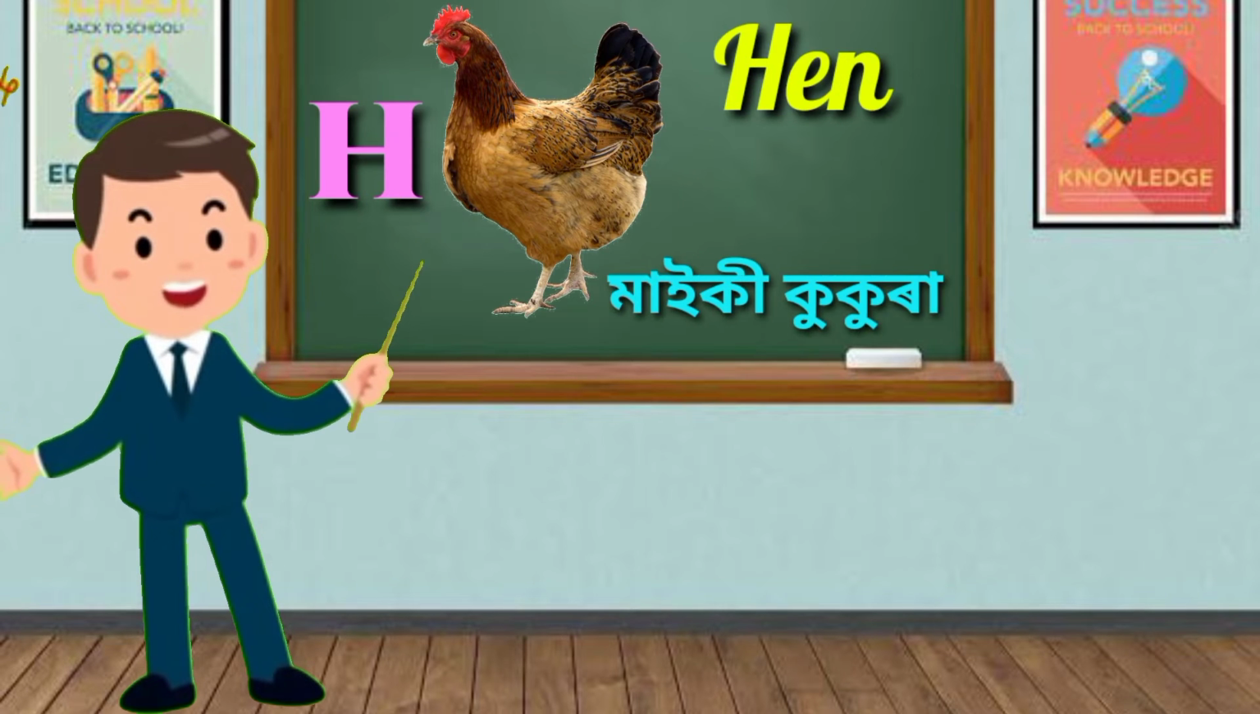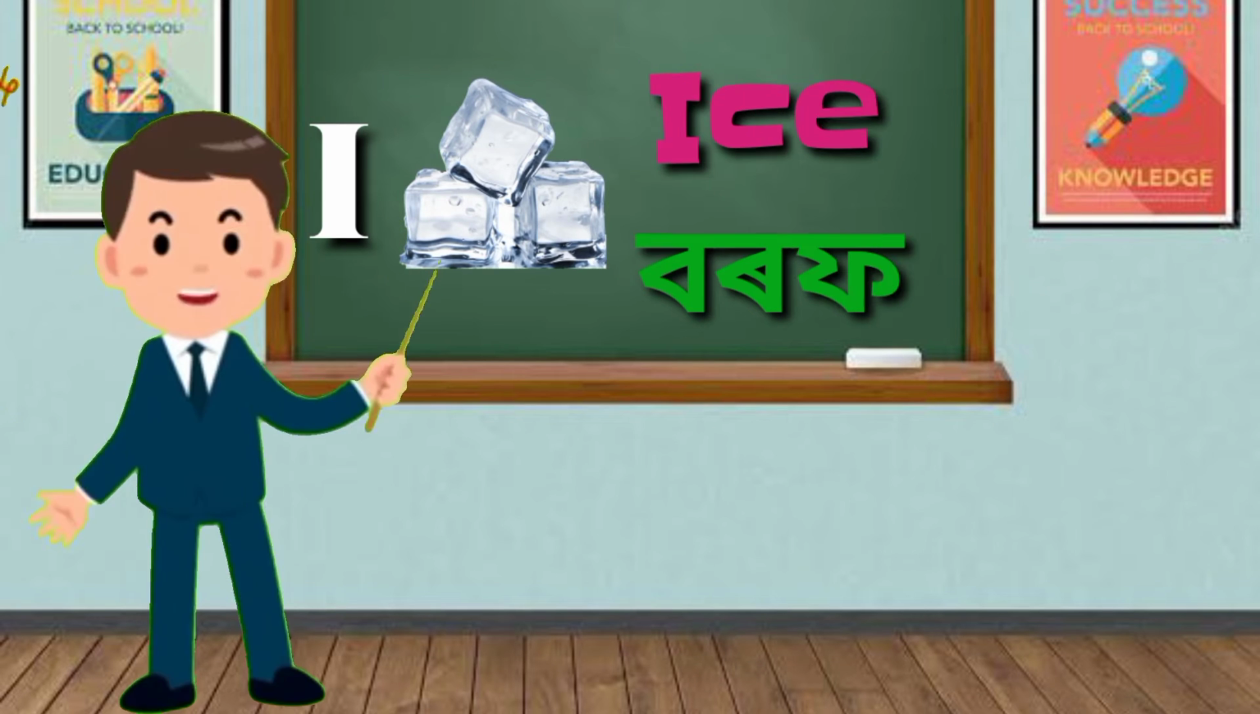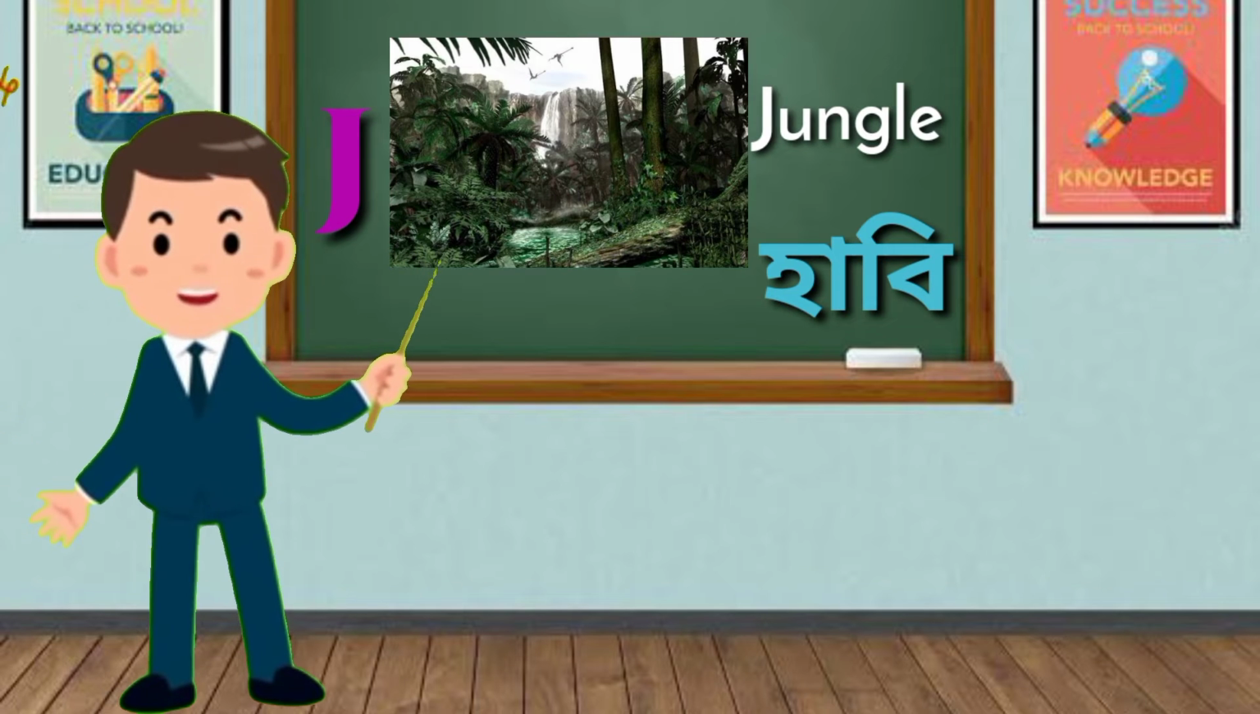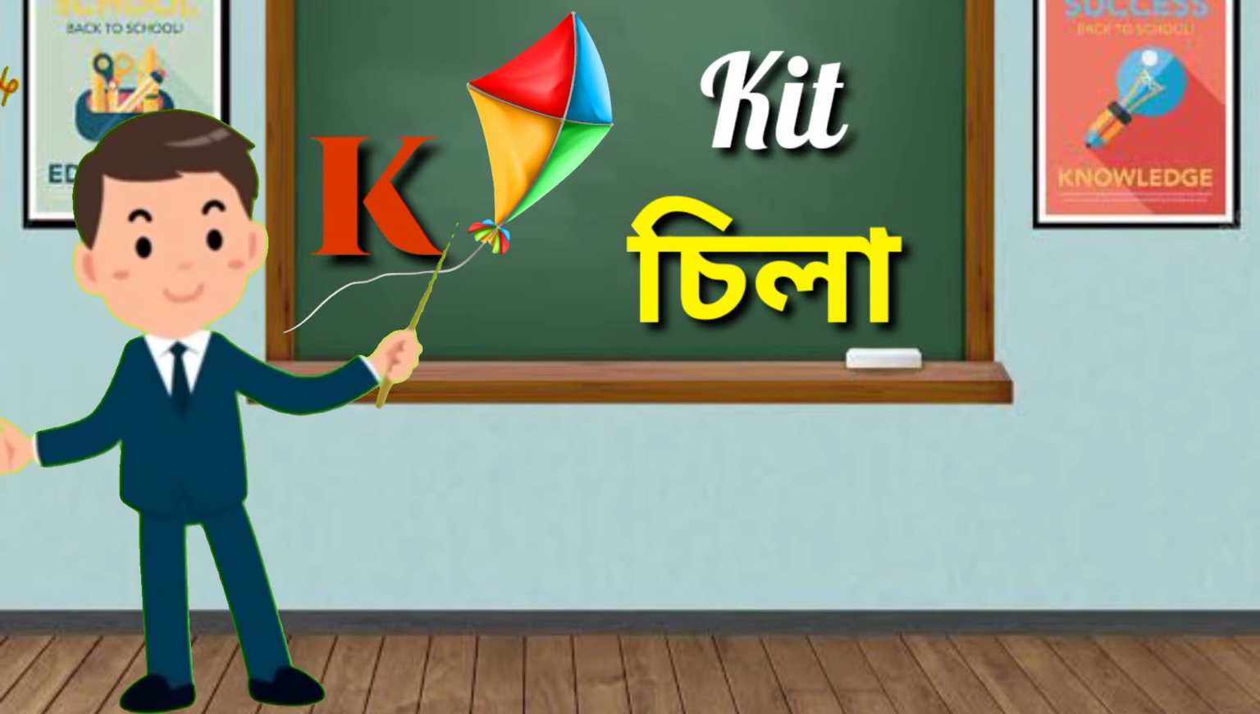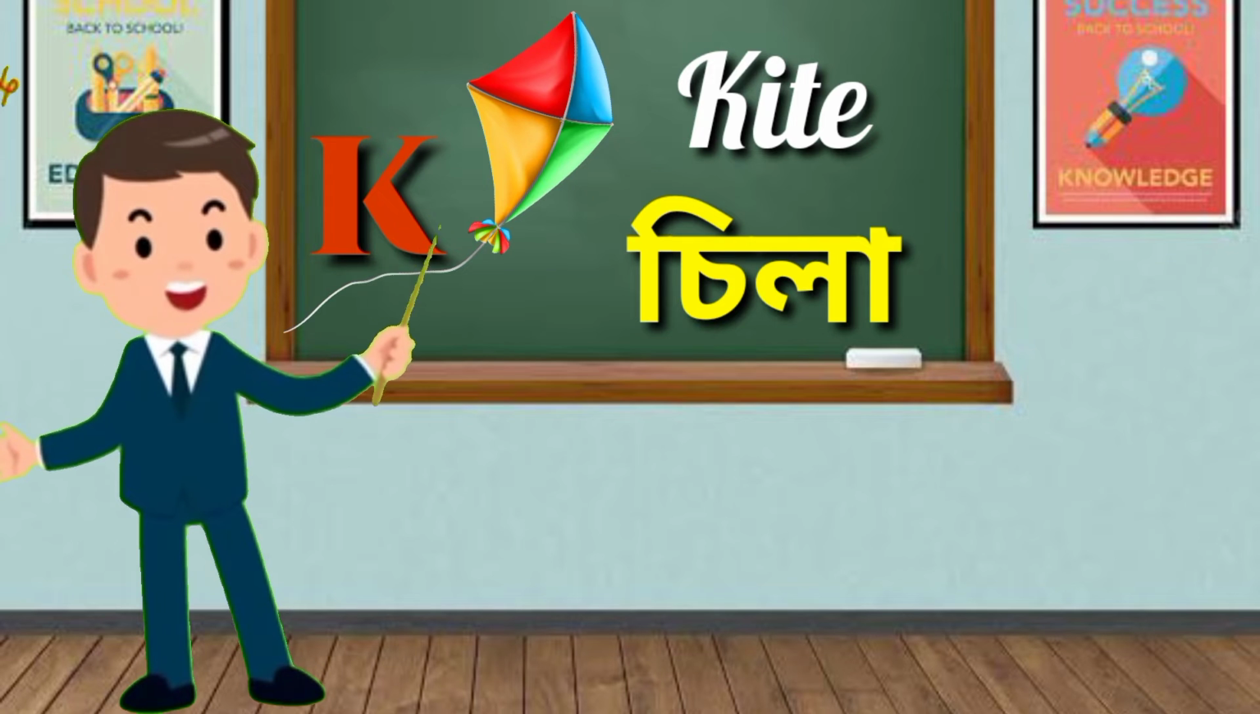H is for hen. Hen মানে মাইকি কুকুরা. I is for ice. Ice মানে বরফ. J is for jungle. Jungle মানে হাবি. K is for kite. Kite মানে চিলা.